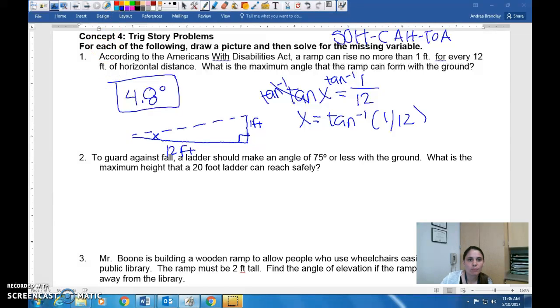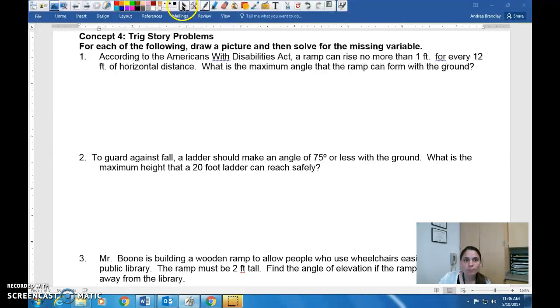So that was just one example. I'm going to do several more, but as you can tell, even from that one example, this picture is very important. If I hadn't drawn that picture, it would have been really hard for me to figure out what I'm trying to solve for. So let's look at number 2.